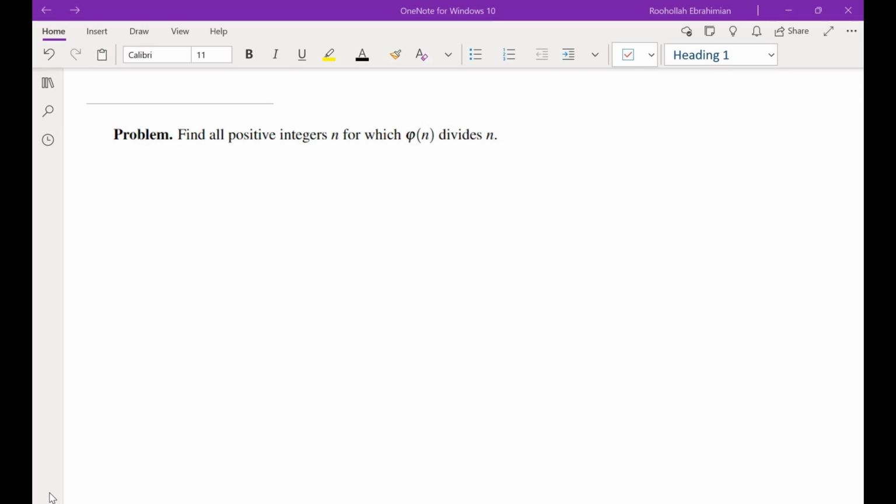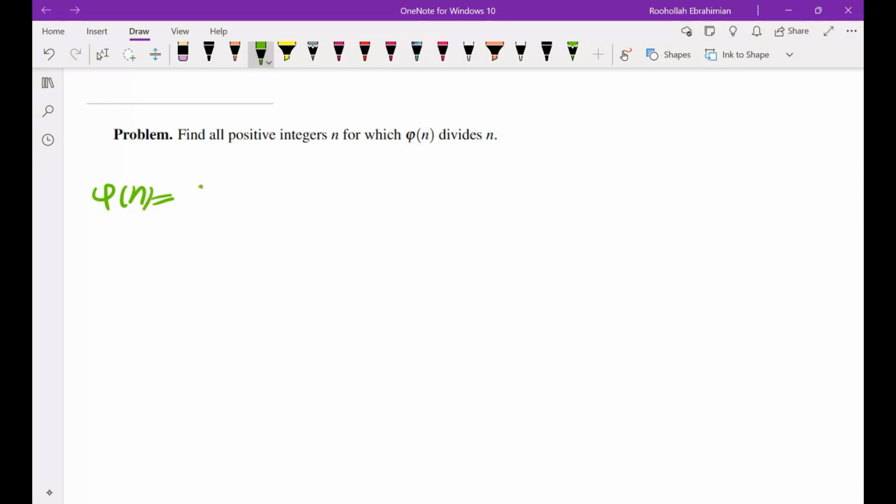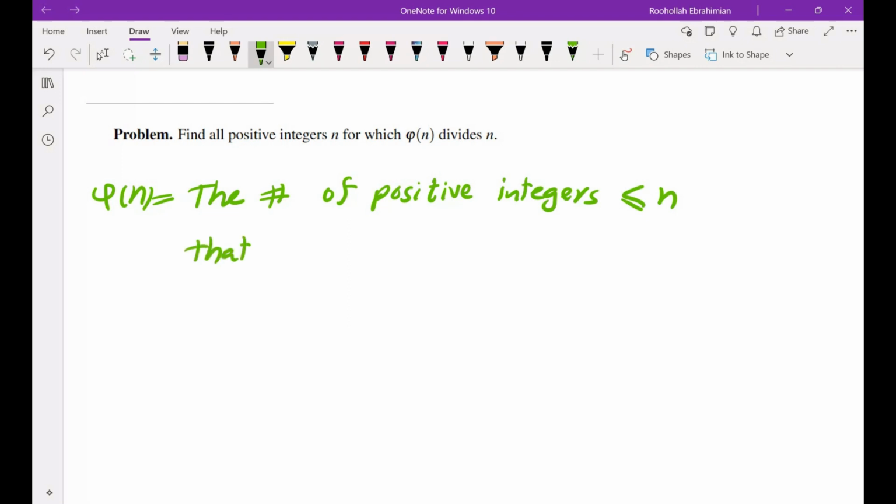Hello, in this video we're going to go over this problem. Find all positive integers n for which phi of n divides n. Just to remind you, phi of n is the number of positive integers less than or equal to n that are relatively prime to n. This is called Euler's Totient function.